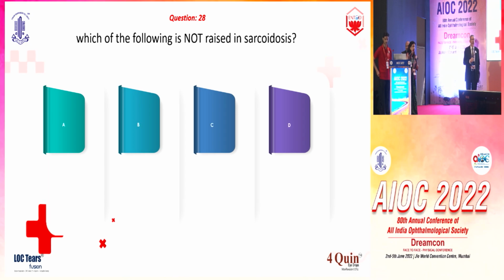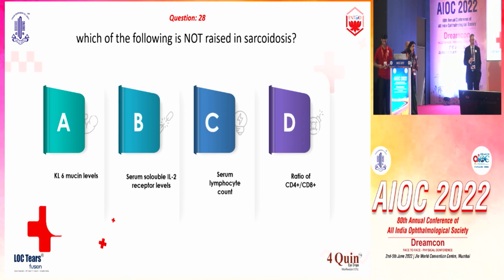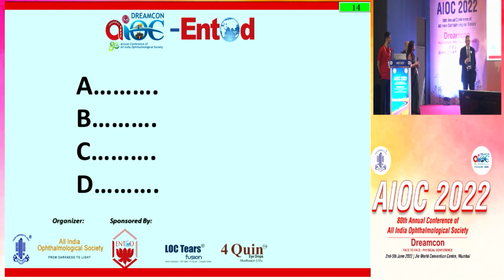Which of the following is not raised in sarcoidosis? KL6 mucin levels, serum soluble IL-2 receptor levels, serum lymphocyte count, and ratio of CD4 to CD8. One of these is not raised in sarcoidosis. Stands to reason that the other three are raised.